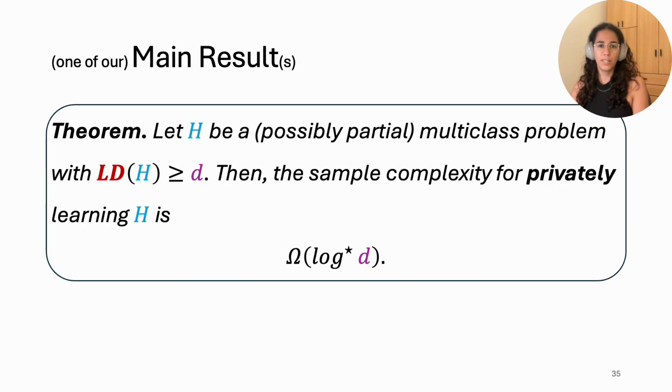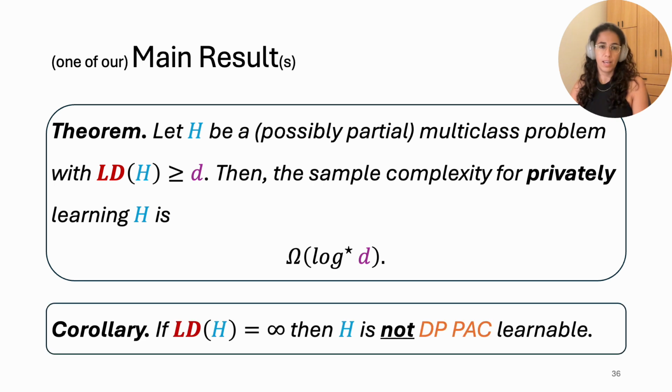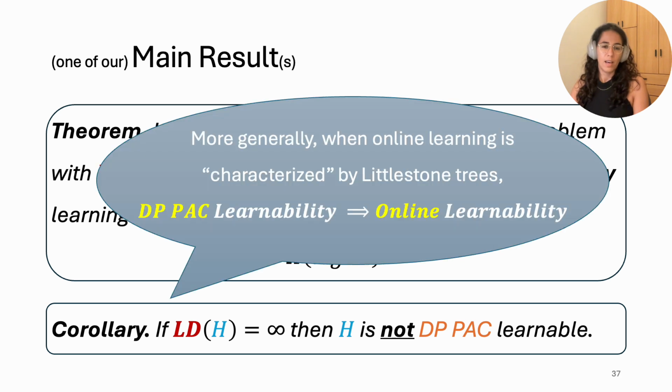Okay, so this is a good place to state our main theorem more formally. Let H be a possibly partial multiclass problem with Littlestone dimension at least d. Then the sample complexity for privately learning H is Omega of log star d. An immediate corollary from this is that if the Littlestone dimension is infinite, then H is not privately learnable. And more generally, when online learning is characterized by Littlestone trees, private learnability implies online learnability.